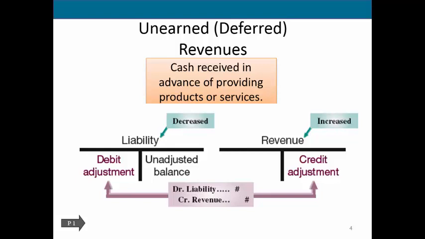We're going to now move to the next category of adjusting entries, and this is our unearned or our deferred revenue. And this is simply where we have received cash for something that we have not earned yet. And this is pretty common if you think about if you buy something online. You have to go ahead and pay for it when you check out.